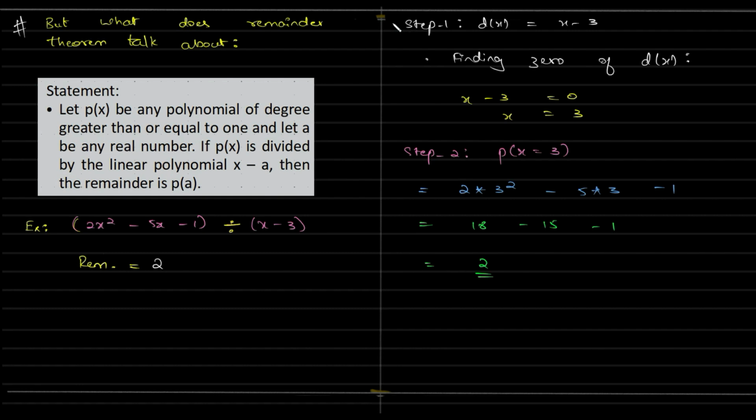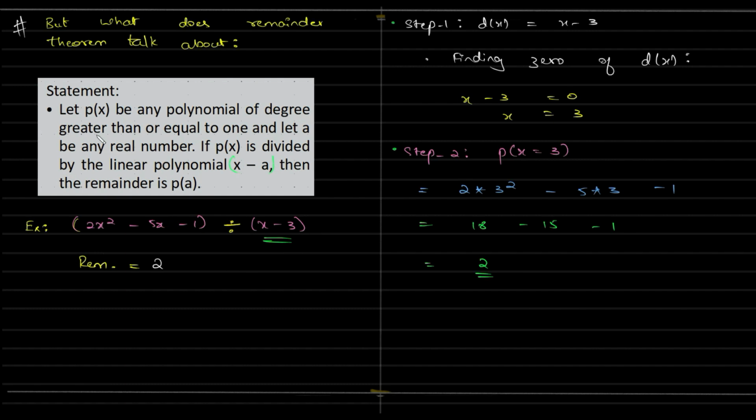So this is what the remainder theorem tells. So instead of doing all the division, you can do this. But there is a condition. And the condition is the divisor has to be a linear expression.